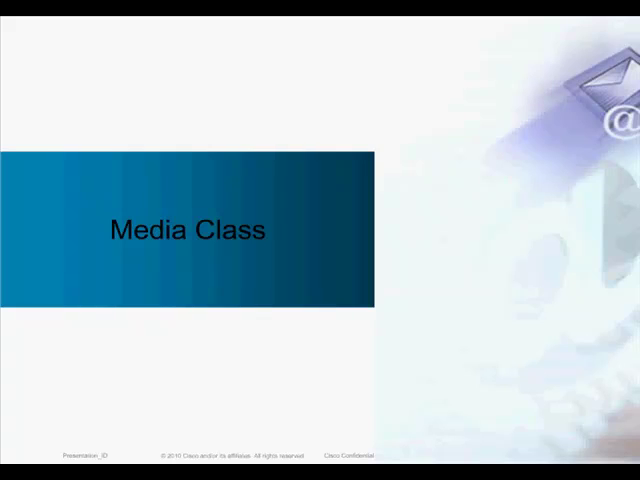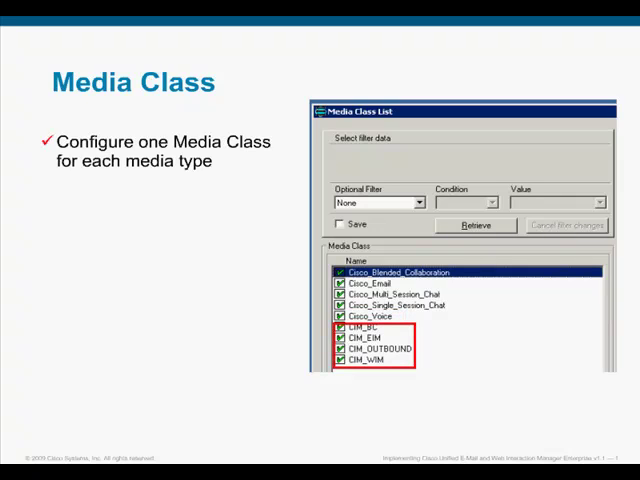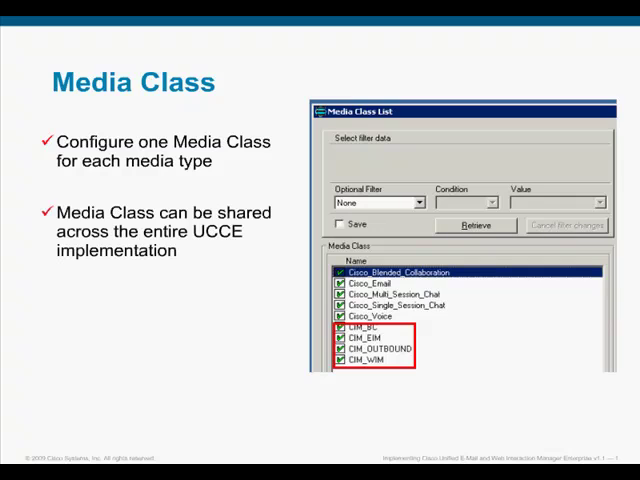A media class describes the type of request you want to set up for routing on the ICM software. We will need to configure one media class for each media type in our deployment. The system will automatically create a Cisco_voice media class for you. Media classes can be shared across the entire UCCE implementation, and also note media class names are case sensitive.